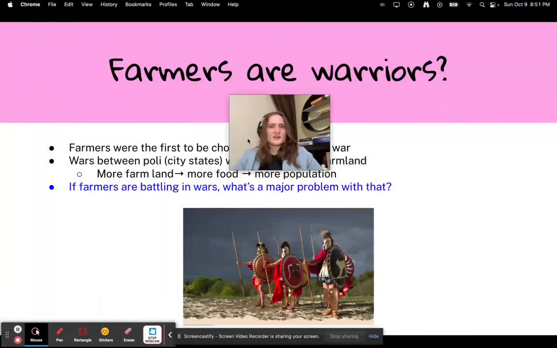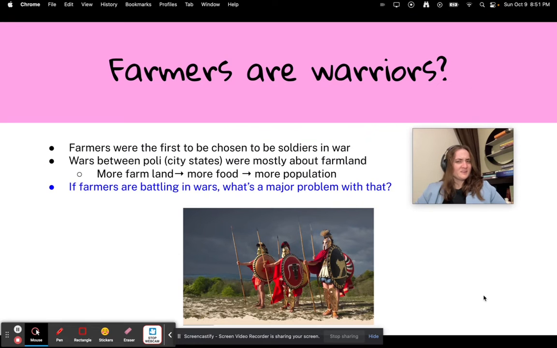All right, so farmers are warriors. Yes, in ancient Greece they are. Farmers were the first to be chosen to be soldiers in a war. Now, a lot of the times when there were wars in ancient Greece, it was between poli or city states. And most of the time it was about farmland. Okay, remember, farmland's not plentiful in Greece. So if there's a good chunk of farmland, everyone wants it. More farmland means more food, which means more population that a city state could sustain. So if farmers are battling in wars, what's a major problem with that?